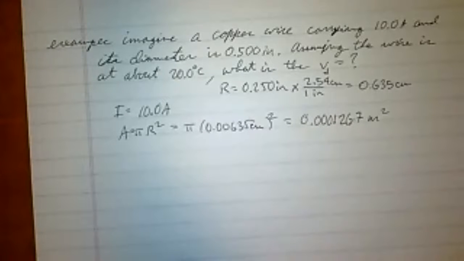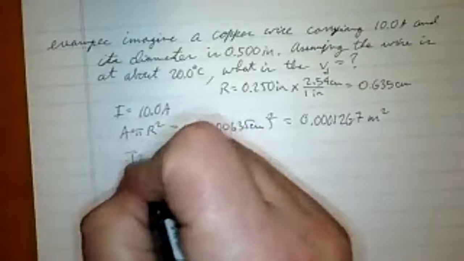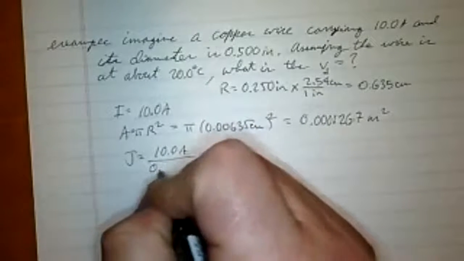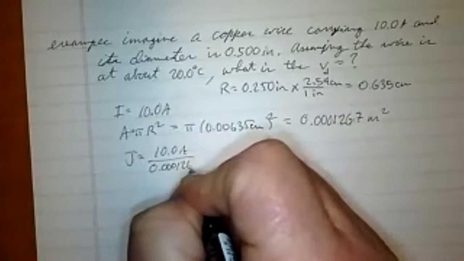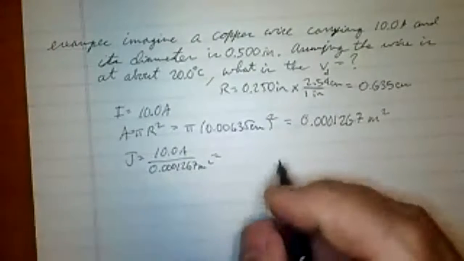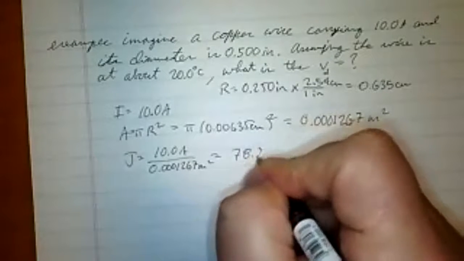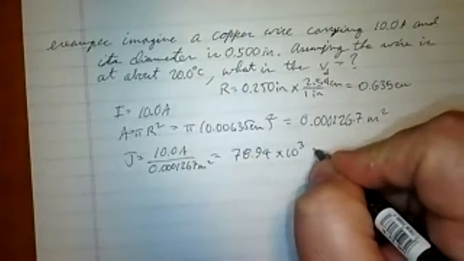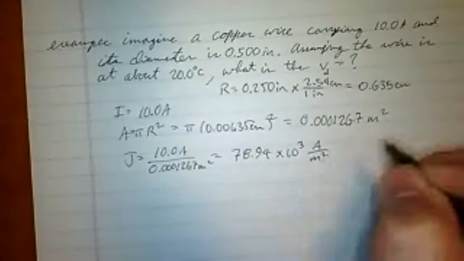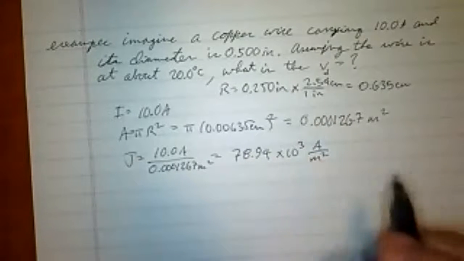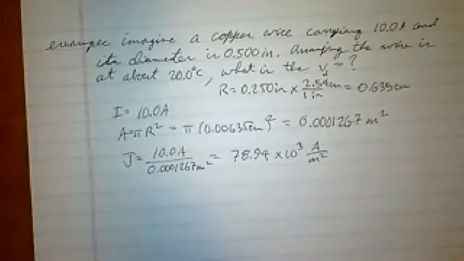Now we've got to figure out all the other stuff. Well, the J, which we now know, is going to be 10.0 amps divided by 0.0001267 square meters. That gives me 78.94 times 10 to the third, and that's amps per square meter. Now that is big, but remember, we're not talking about a square meter of wire here. We're talking about 0.0001267 square meters, so that's a very small area.